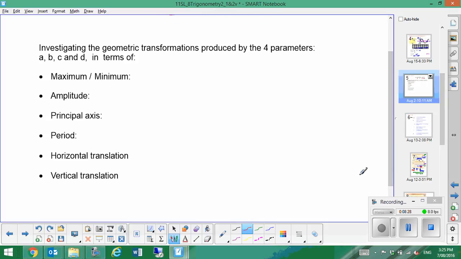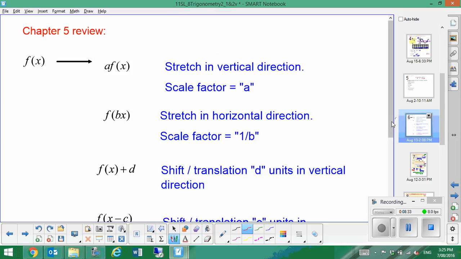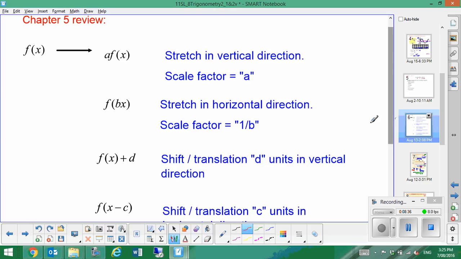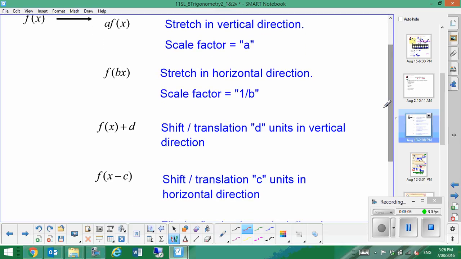So you should be working through that investigation, but we did a quick revision of Chapter 5 just to be able to also predict a little bit what's going to happen. Remember that if you multiply a function by a constant out the front of the function, that's the same as doing a vertical stretch by that scale factor of a. If you multiply the x's by a constant, in this case b, then that's the same as a horizontal stretch, and that's got a scale factor of 1 on b. So remember the difference there with the x direction.